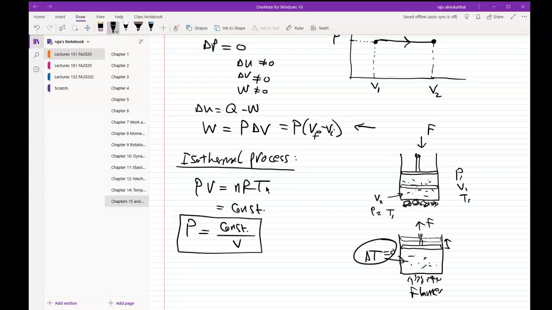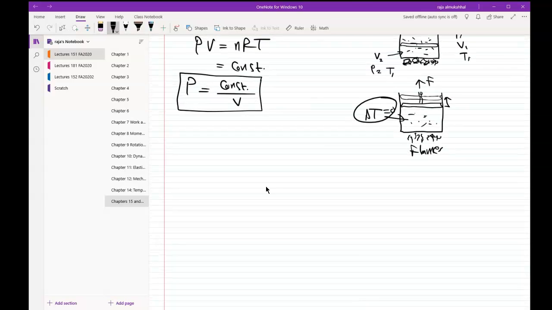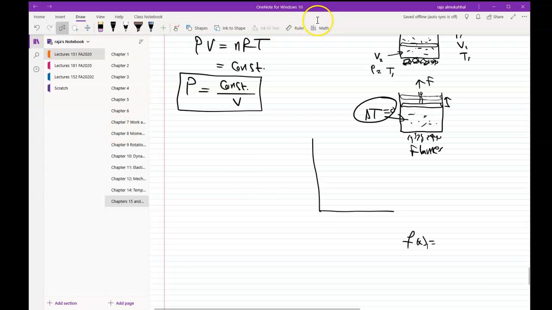Well, if I'm going to graph this formula on the PV diagram, how is it going to look? If you go back to algebra, if your teacher asks you to graph 1 over x, how does it look? It looks like that. It's 1 over x. If you remember that, well, that's exactly what I have here, 1 over V. So the isothermal process looks something like that.